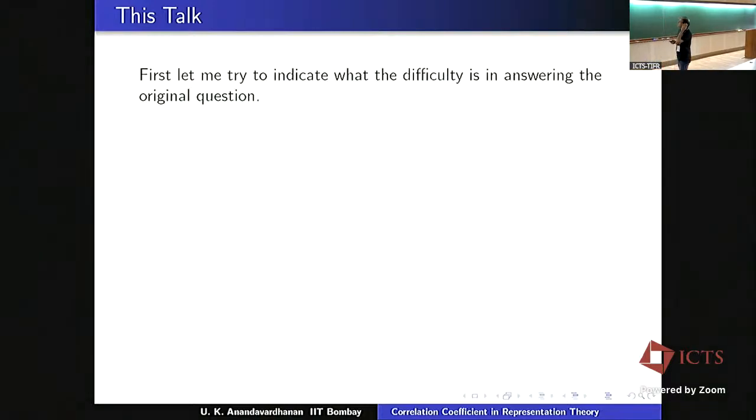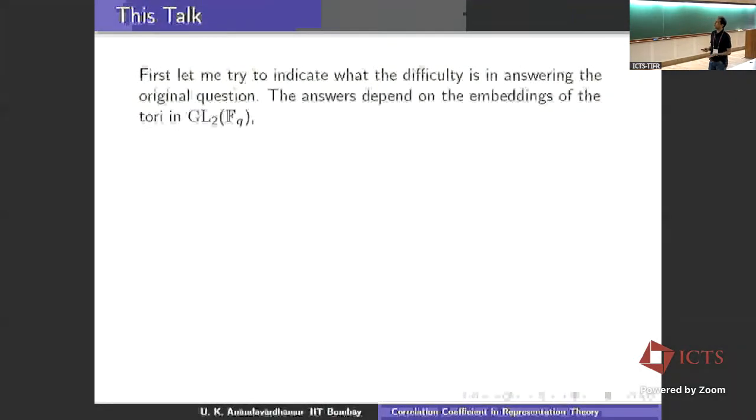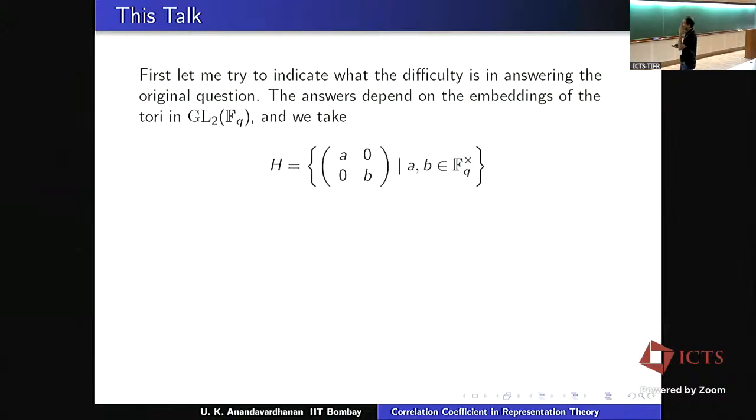So first, let me try to indicate what the difficulty is, at least in our approach, and then get to the real part. The answer is of course not the difficulty. This is part of the nature of the question, that the answer is bound to depend on how you embed the two subgroups. For the split torus, there is a more standard embedding, the diagonal torus. So we keep that and don't change that.